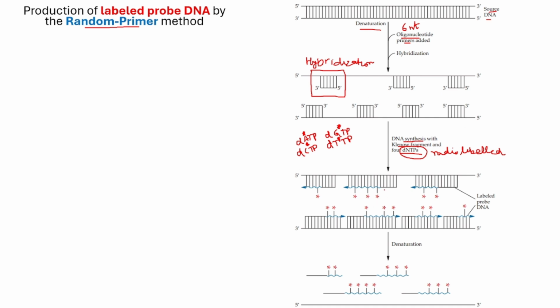So what will happen? As you can see, this is how the DNA synthesis will take place from the primer by the Klenow fragment, and while synthesizing it will use the radioactive dNTPs as the substrate. So in general this entire molecule will become radioactively labeled, yes or no? This becomes radioactively labeled, right? This is radiolabeled.